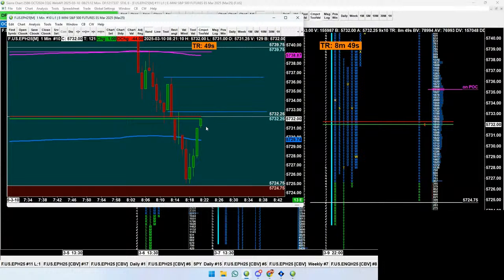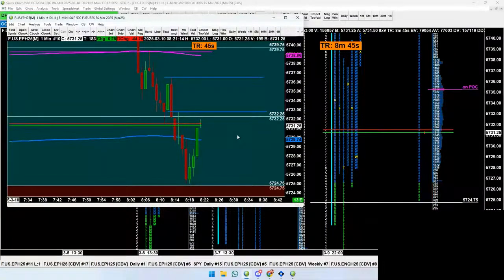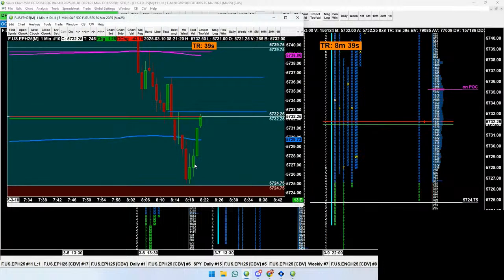But what's wrong with 3 to 4 points on 5 minis? That's not a bad trade once you know what you're doing, right? Practice on the micro.